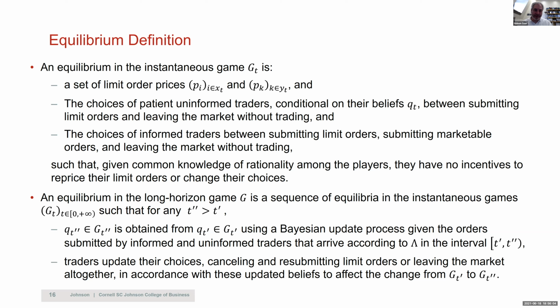they have no incentives to reprice their limit orders or change their choices. And then an equilibrium in the long horizon game is simply the sequence of those instantaneous games such that all beliefs are updated according to Bayes' rule after trades and their choices, right? Canceling and submitting and resubmitting limit orders, leaving the market, whatever, in accordance with the way their beliefs change. Okay, so that's basically going to be our equilibrium. So this is the setup of the model.